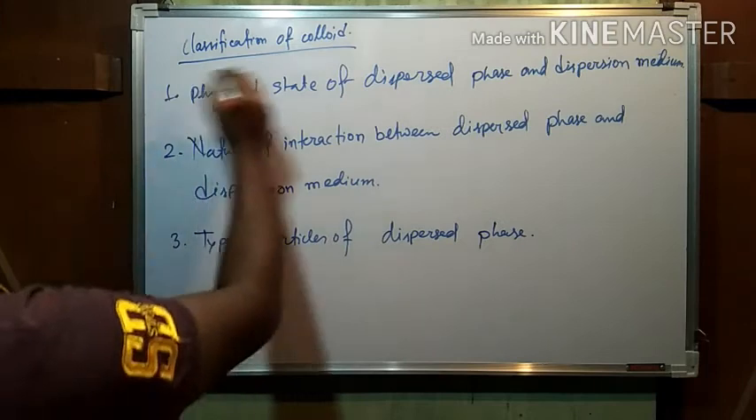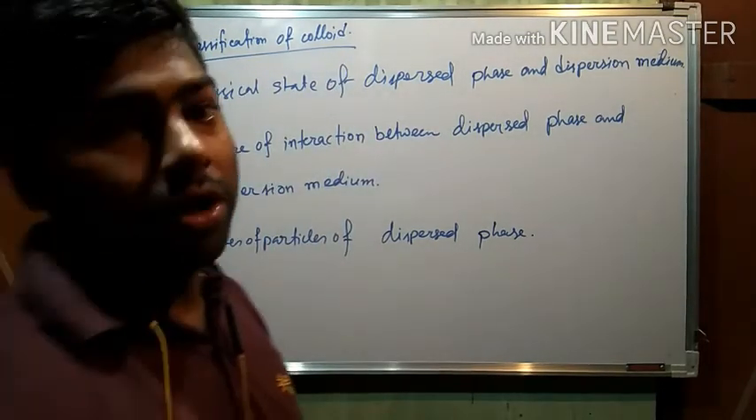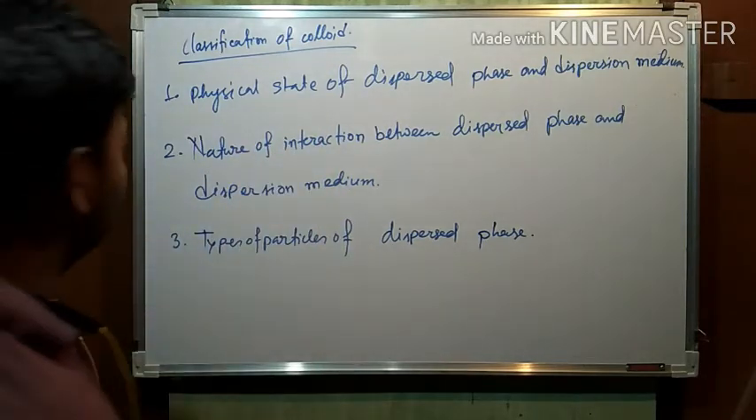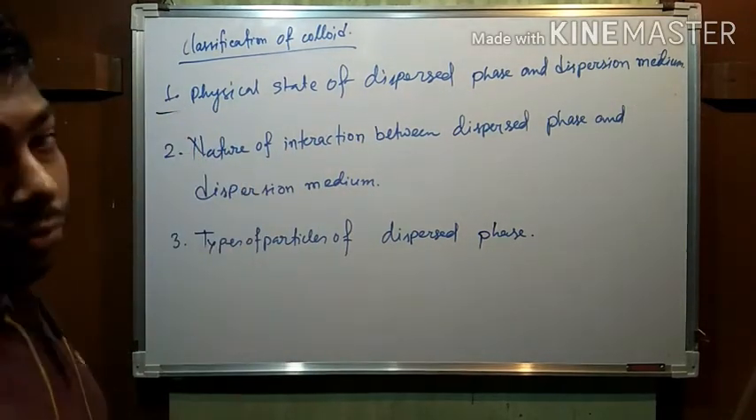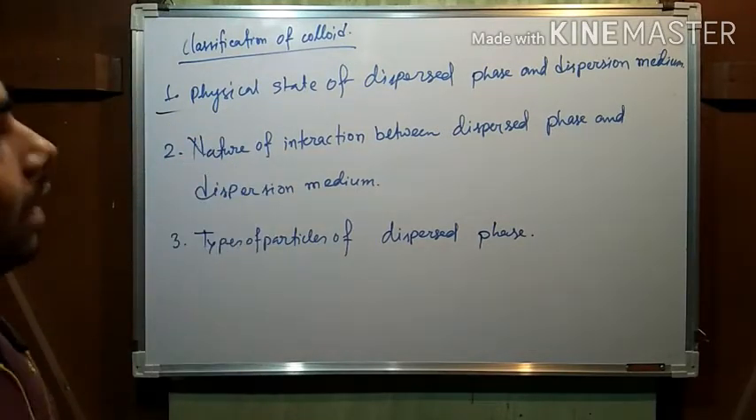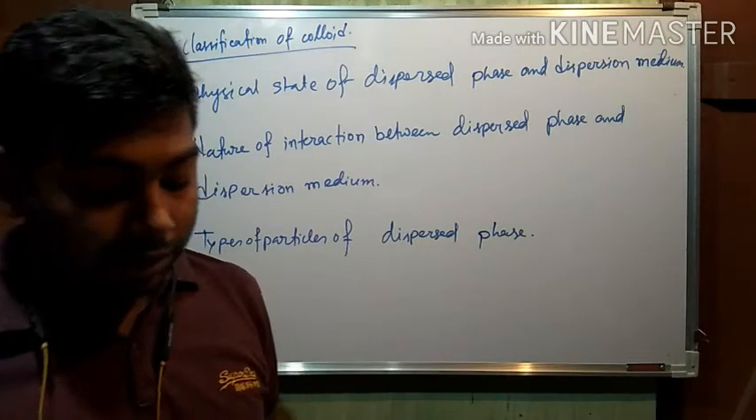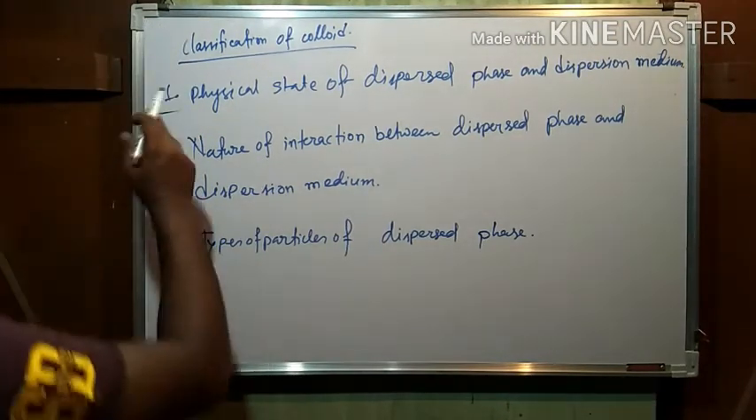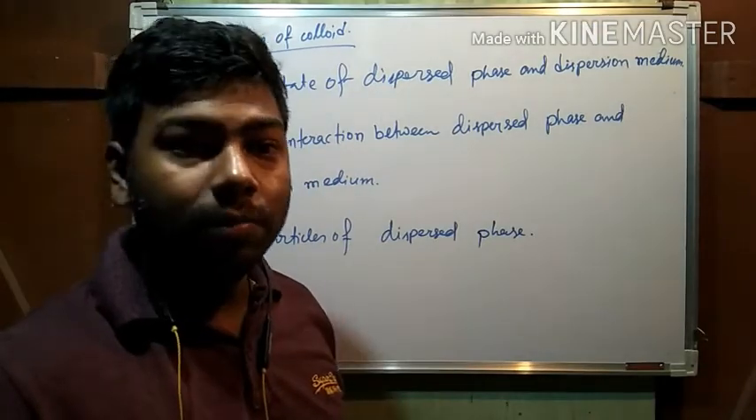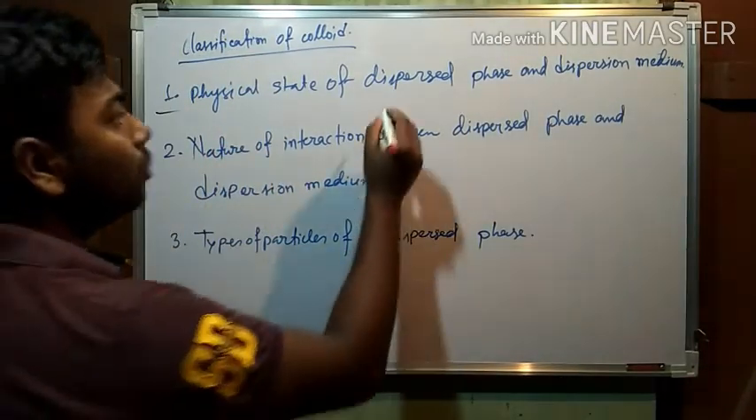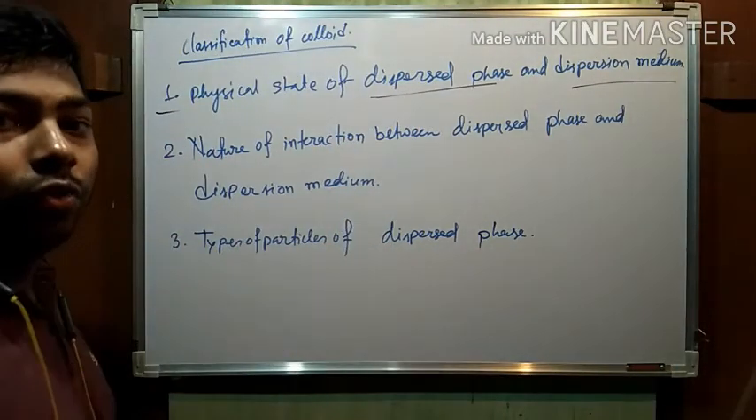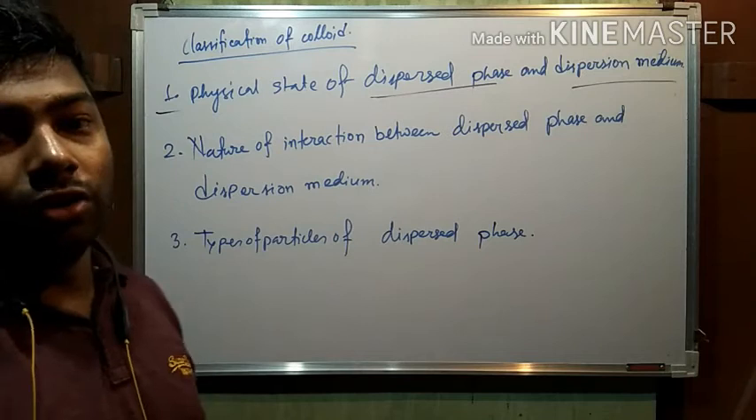Next is classification of colloids. Colloids are classified on the basis of 3 properties. First, colloids are classified based on the physical state of the dispersed phase and dispersion medium. What is the meaning? That means in which states the dispersed phase and dispersion medium are mixed to make a colloid solution, or you can say colloid.